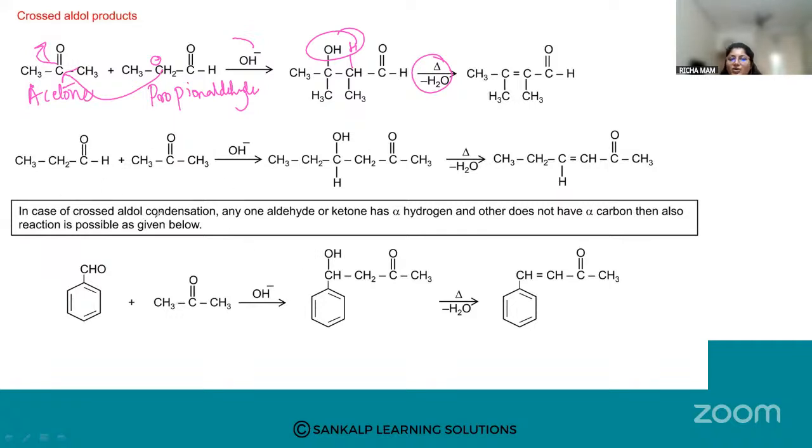So in case of cross aldol condensation, if any one aldehyde or ketone has alpha hydrogen and the other does not have alpha carbon, then also the reaction is possible as given below. Here also you can see, cross aldol condensation takes place. Understood? So cross aldol, and what do you mean by self condensation?